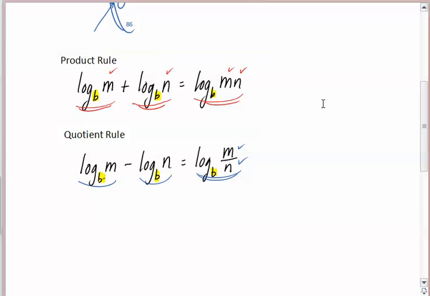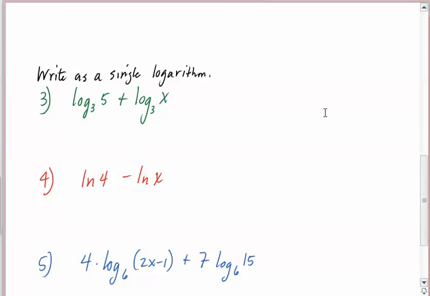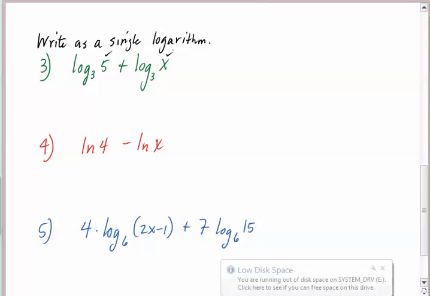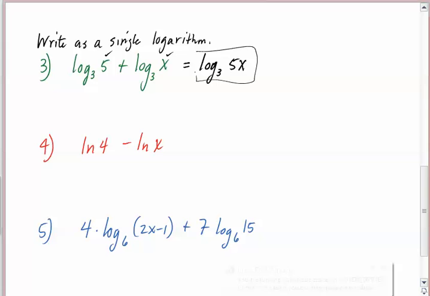Let's take a look at three examples where we can utilize those rules. It says write as a single logarithm. This is what the directions would say, something similar to that. Write as a single logarithm. Let's take a look. This right here is my so-called m, and this is my so-called n, and if I just follow the pattern, then it's quite simple. I'm just going to write it just like that. That's writing it as a single logarithm.